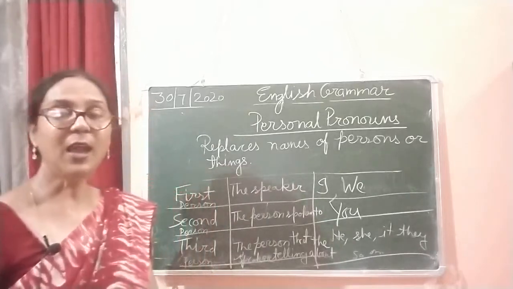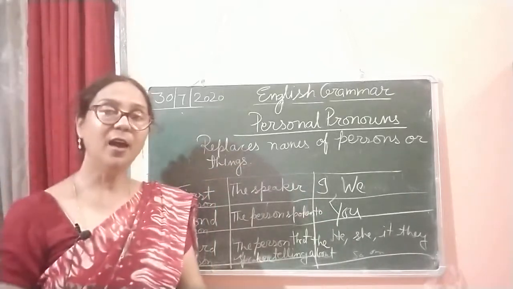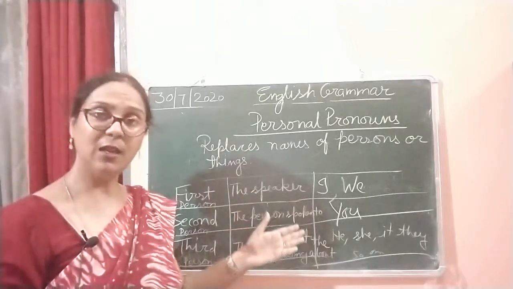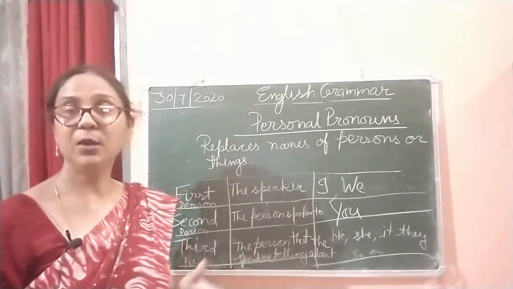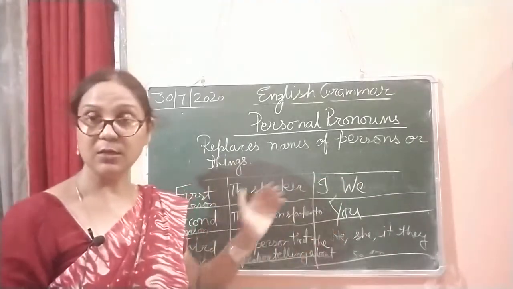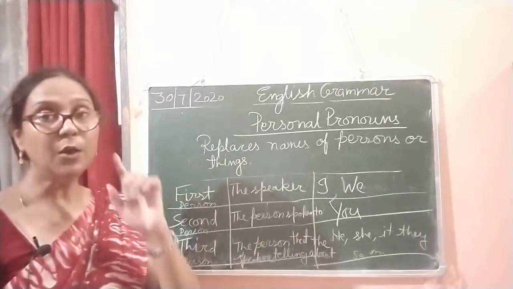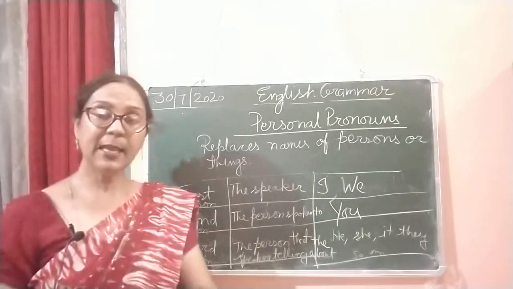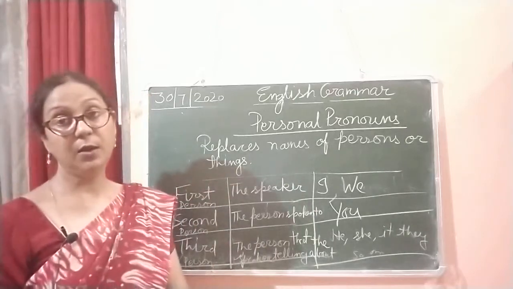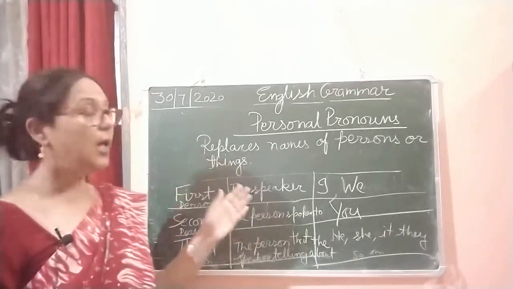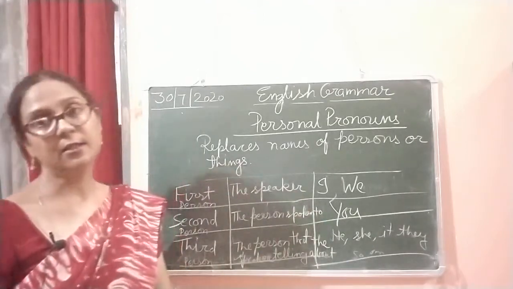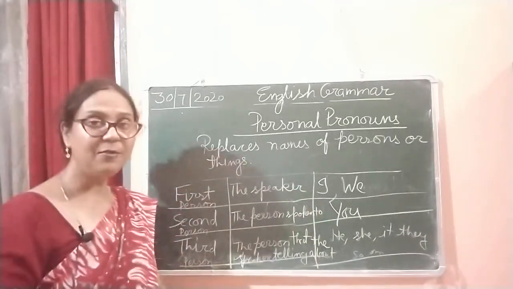Now we have to see that personal pronouns refer in three ways, or they can be used in three types of uses. It is given over here. First is first person, second is second person, and third is third person. These are the pronouns which are used as the first person, the second person, and the third person. So this we have to understand.